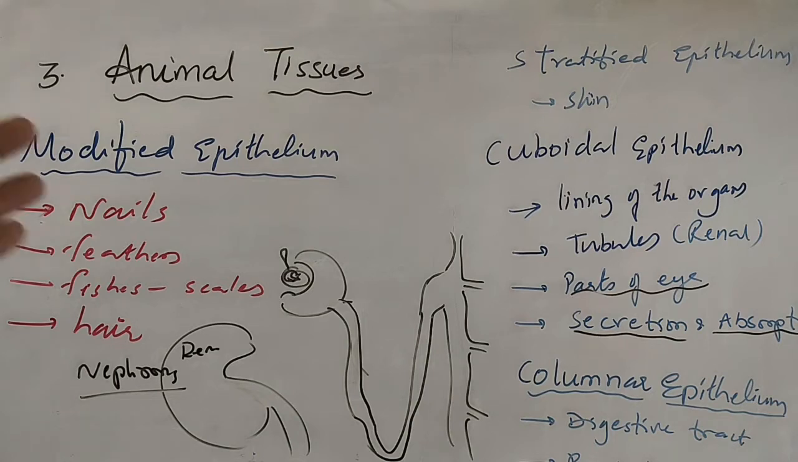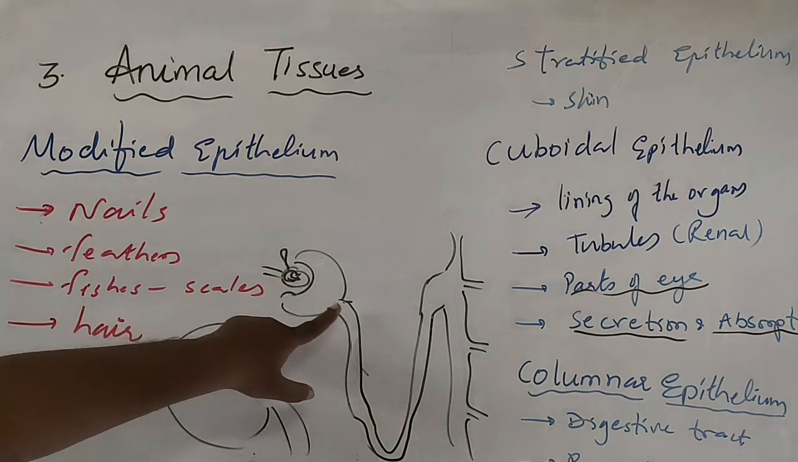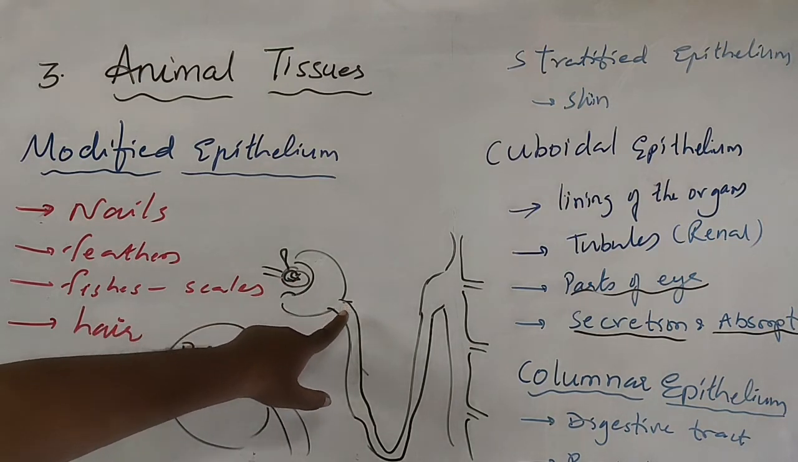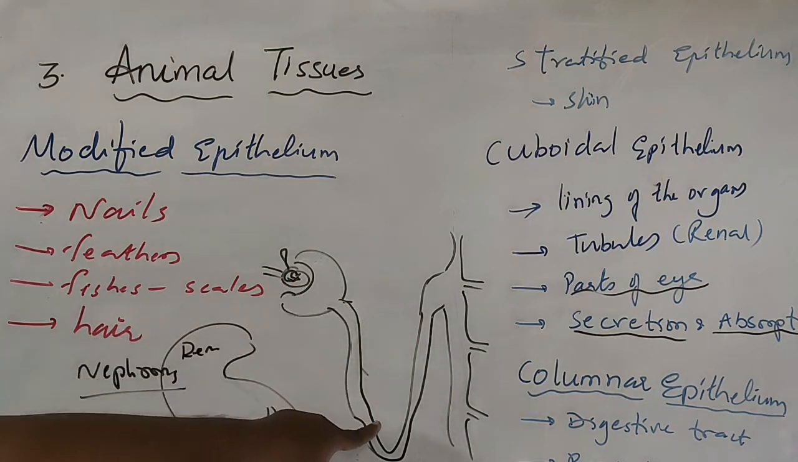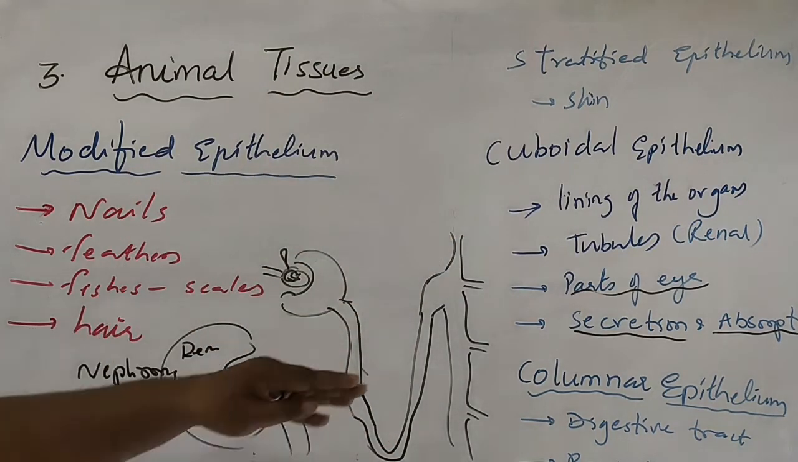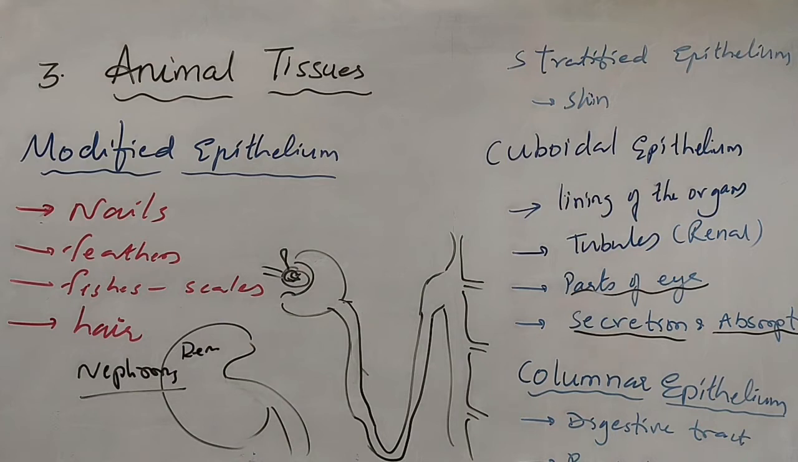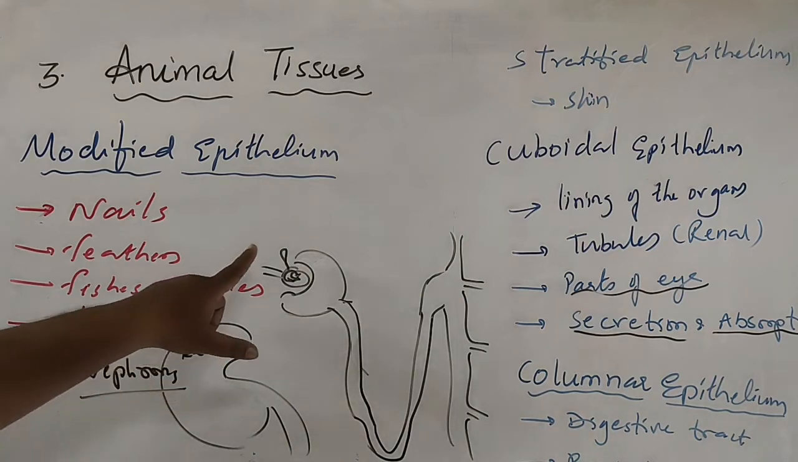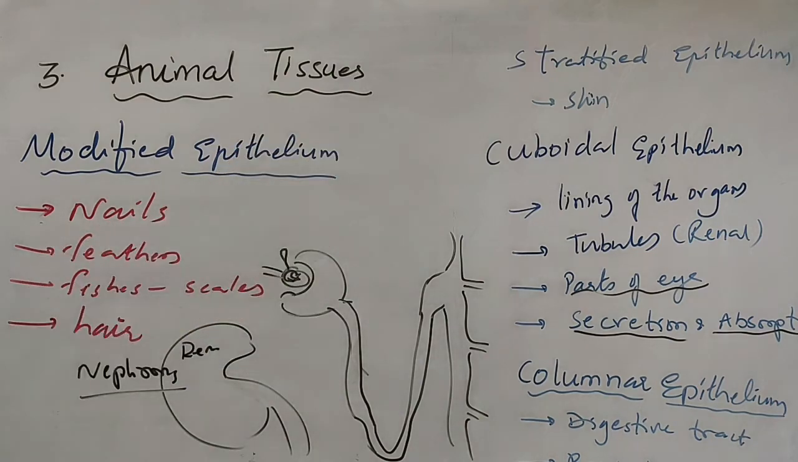Cuboidal epithelium basically helps in the secretion and absorption of things. Once the blood comes into the nephron, they will secrete the waste materials outside. They'll absorb the good things and send them to the blood, and a lot of process will take place, which you will see in the lesson called excretion in your 10th class. So this is one of the best examples of the cuboidal epithelium.